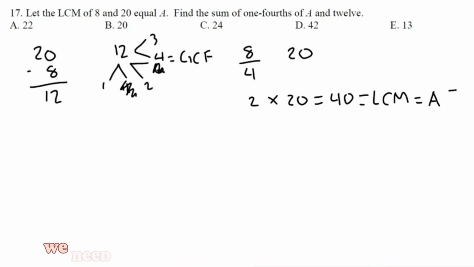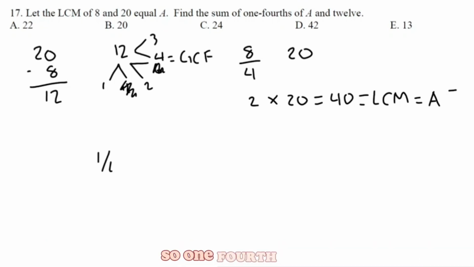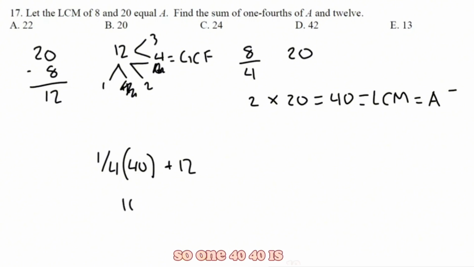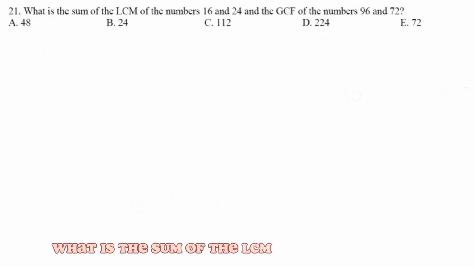Alright, next we need to find the sum of 1/4 of A and 12. So 1/4 of A, which is 40, plus 12. Alright, so 1/4 of 40 is 10. 10 plus 12 equals 22. And that's your answer.